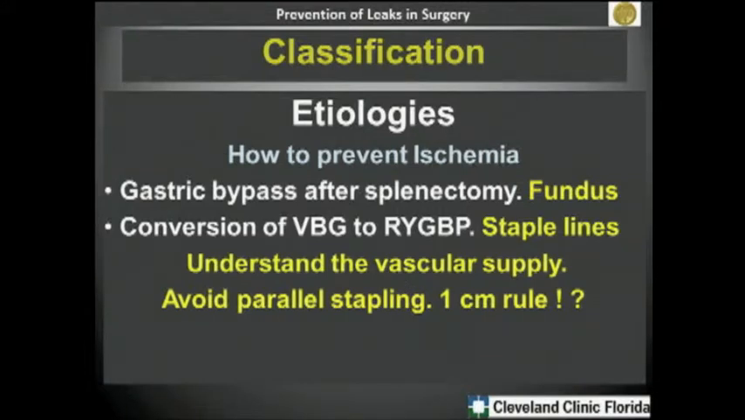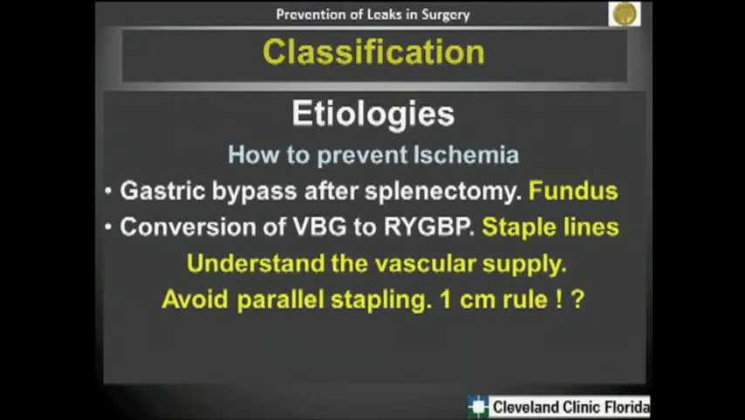Well, it is difficult, but if you have a patient that comes after having a splenectomy and you're going to do a gastric bypass, watch out for that fundus, because that fundus might become ischemic. You take away the short gastric vessels with a spleen, you divide medially when you do your bypass, and that tip of the stomach will most likely become ischemic and give you trouble.